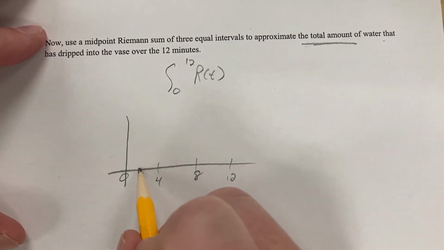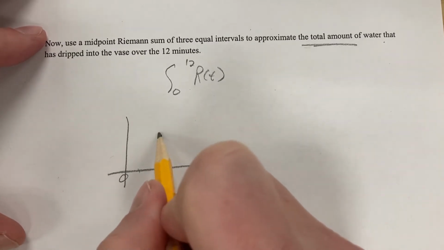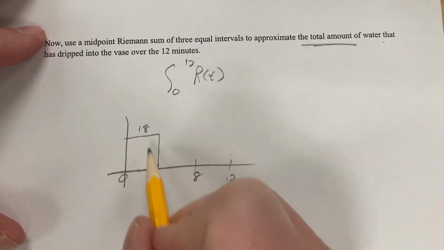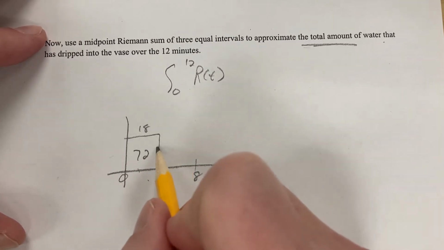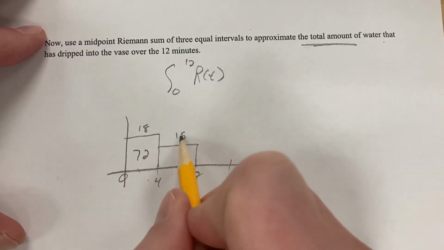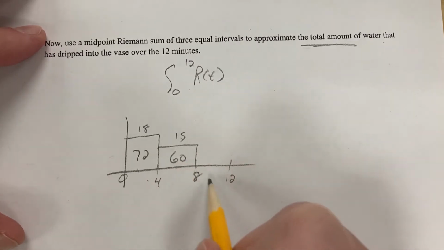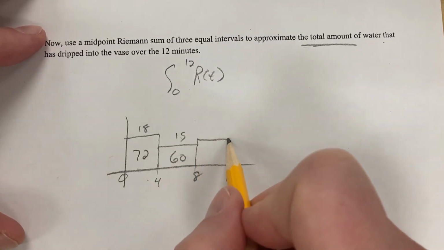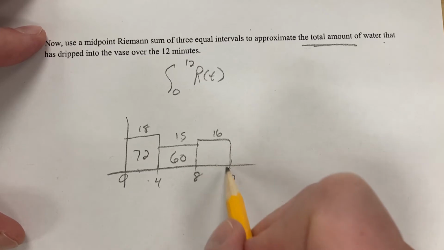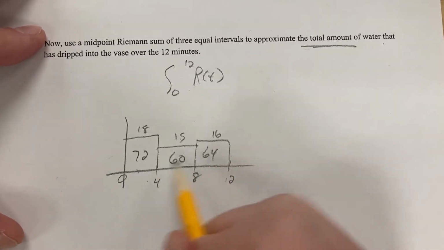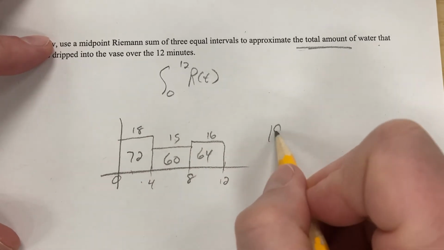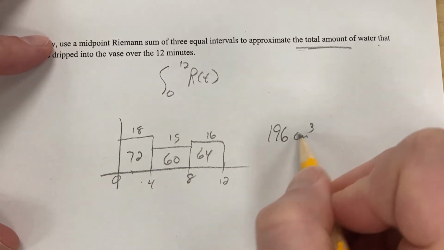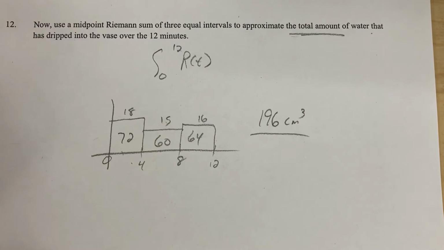So at 2, the height was 18. 18 times 4 is 72. At 6, the height was 15. 15 times 4 is 60. At 10, the height was 16. 16 times 4 is 64. If I add this all up, 196 cubic centimeters is our approximation of what fell in there.